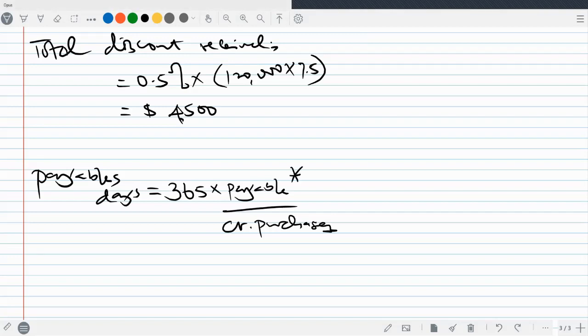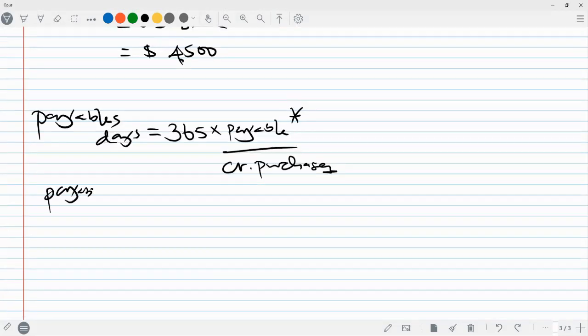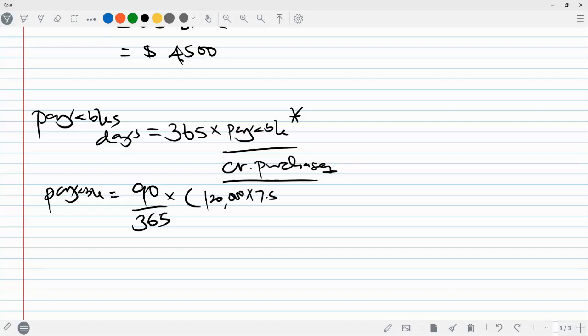So what we can do is get the payable. At any point in time, how much does the company owe the supplier? The payable investment is equal to 90 days out of 365, multiplied by the purchases made on credit during that year, which is the total purchase of 110,000 times 7.5. All the purchases the company makes are on credit, so they're all credit purchases. Therefore, at any point in time, how much does the company currently owe the supplier? This is the current position. How much?